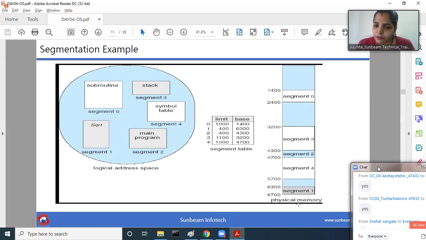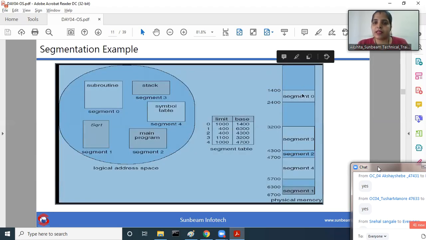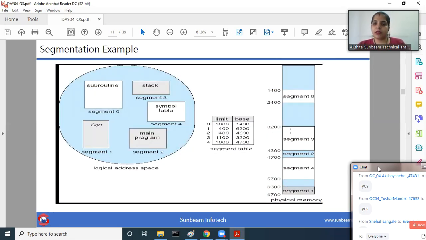So how is this memory allocated? This is done by your operating system. The memory is calculated by the operating system according to how much is required. Where it will allocate the memory, plus how much size is needed, that comes as segment 0, segment 1, segment 2, segment 3, and segment 4. So this is called the segment table.